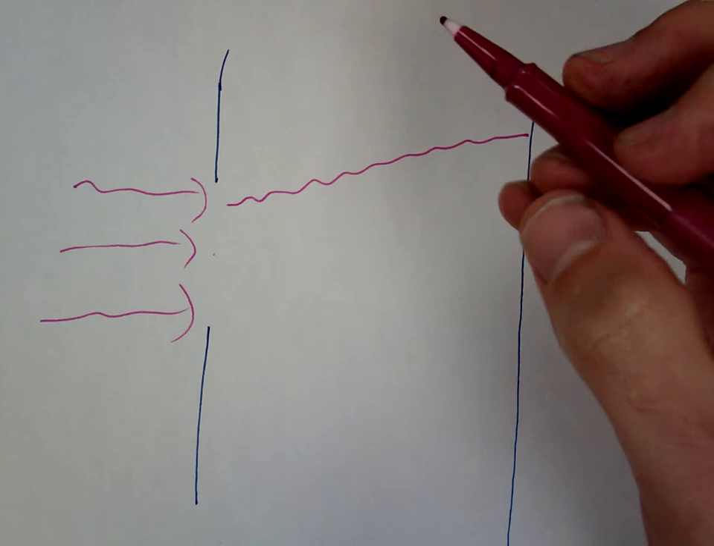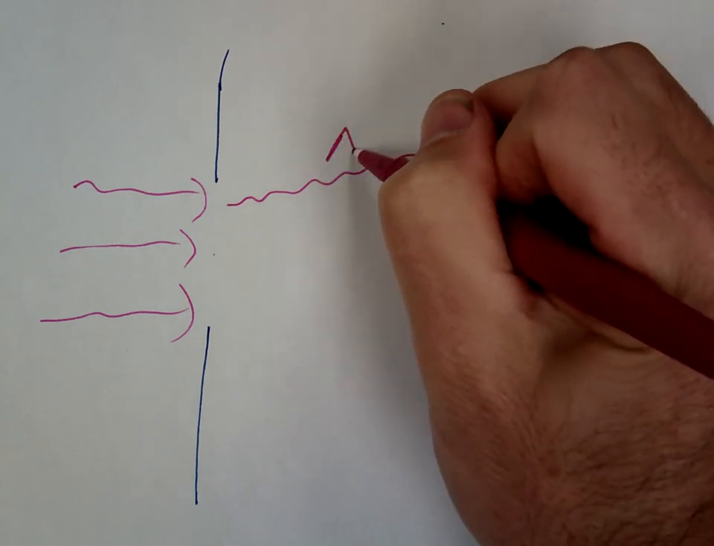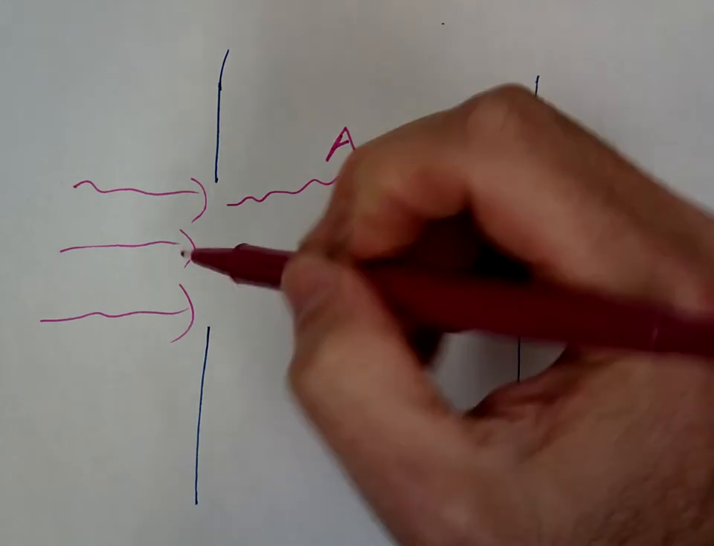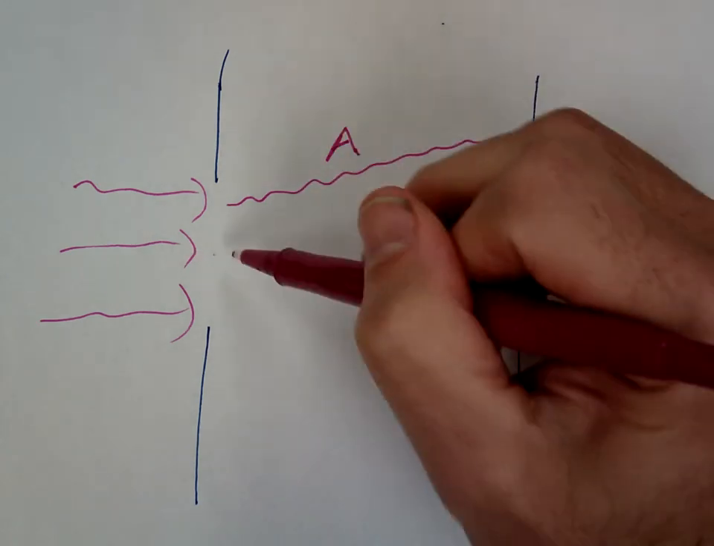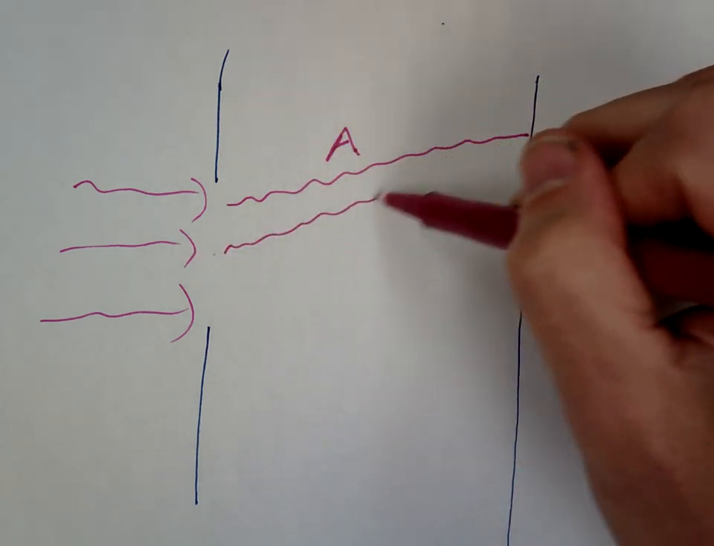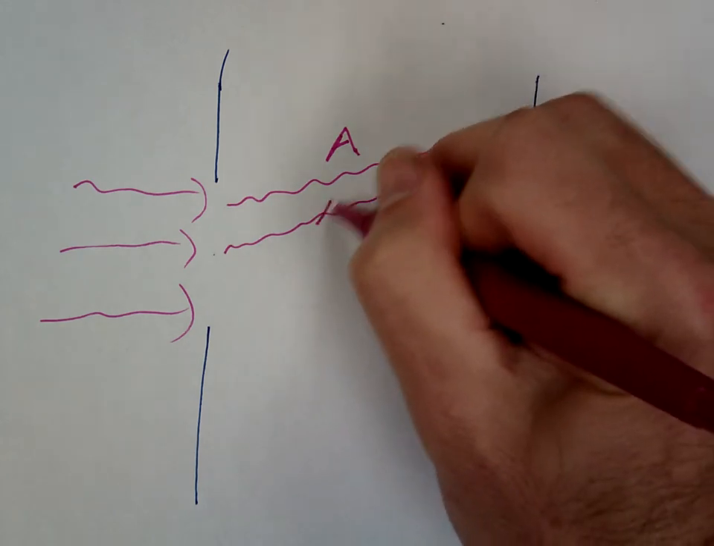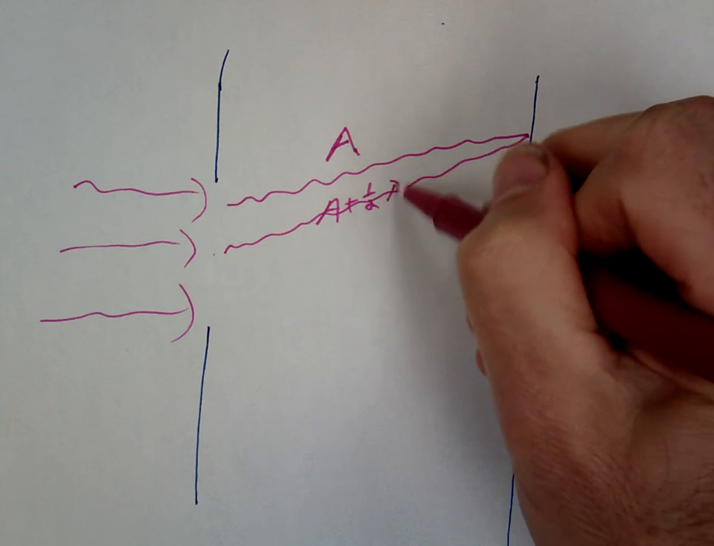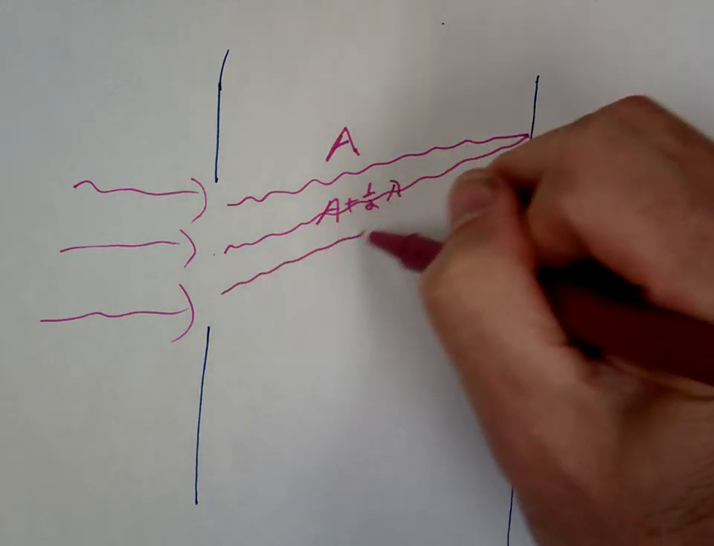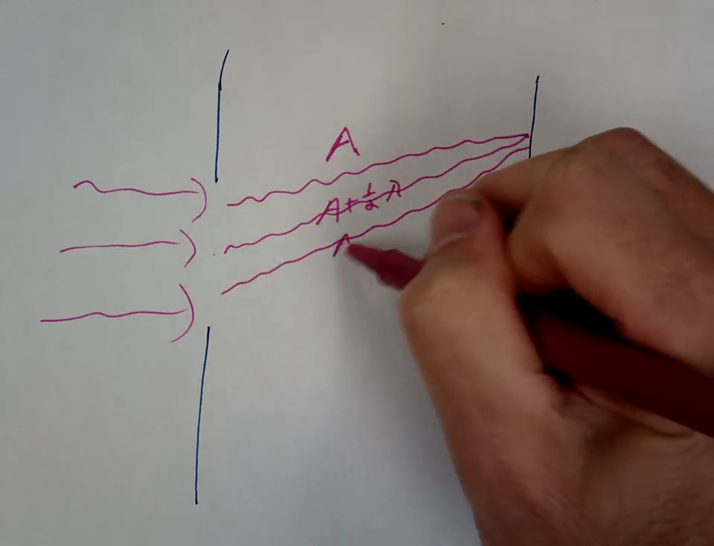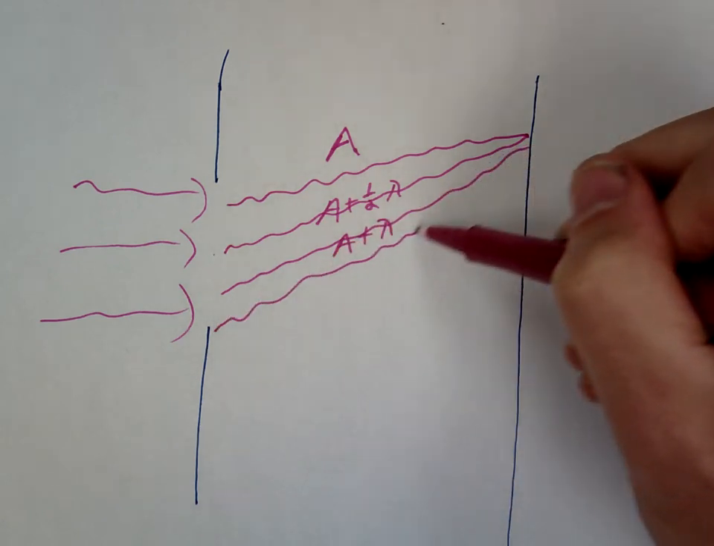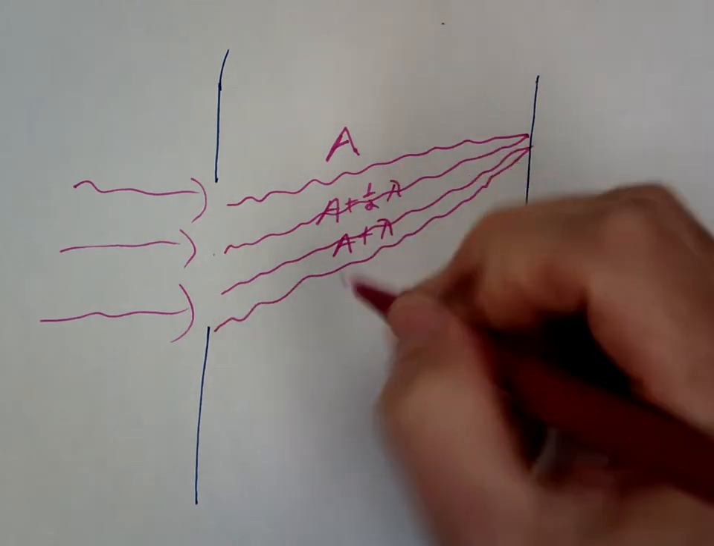Okay, so what do we call these? A. Alright, so I'm going to do A. I'm going to do A plus a half. I'm going to do A plus a full. And the last one is going to be A plus 3 halves.